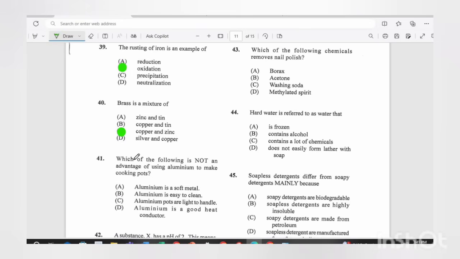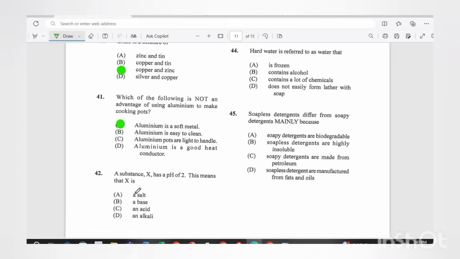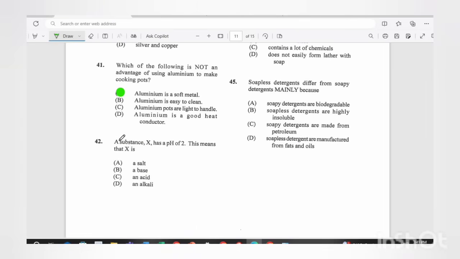Question 41. Which of the following is not an advantage of using aluminium to make cooking pots? A. Aluminium is a soft metal. B. Aluminium is easy to clean. C. Aluminium pots are light to handle. Or D. Aluminium is a good heat conductor. The answer there is A. Aluminium is a soft metal. That is not an advantage of cooking pots using aluminium material.